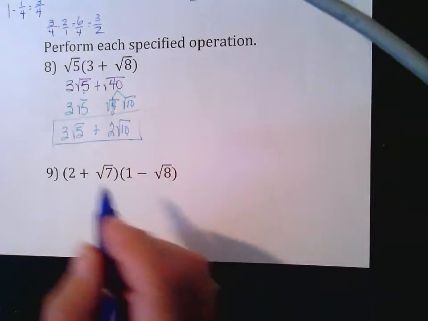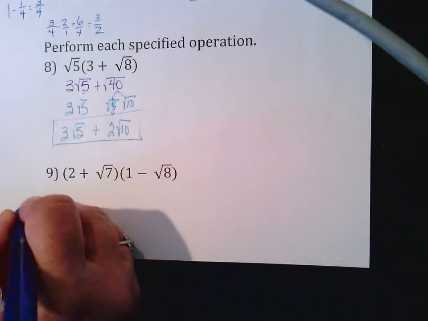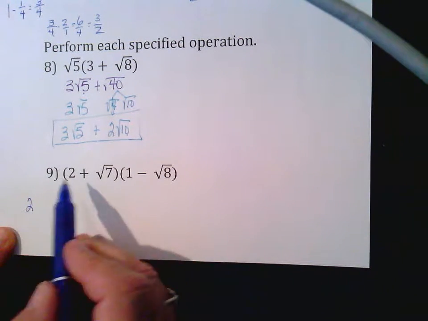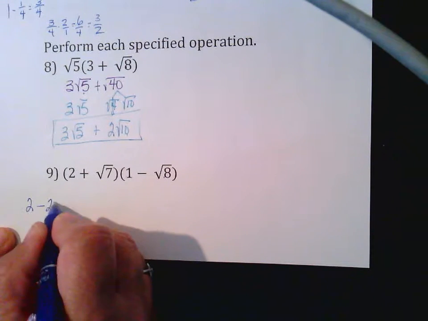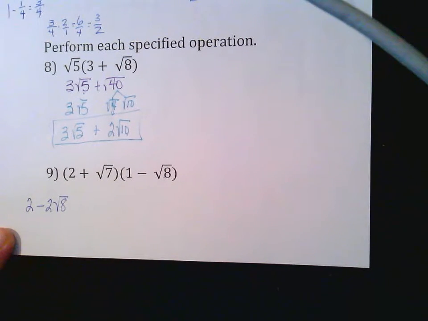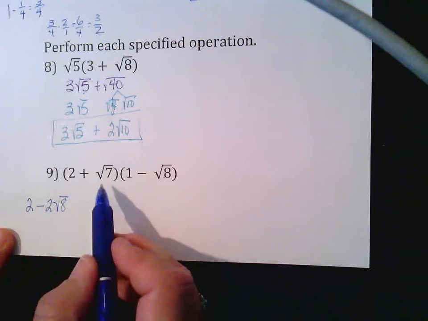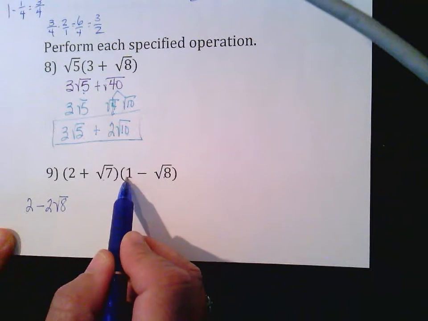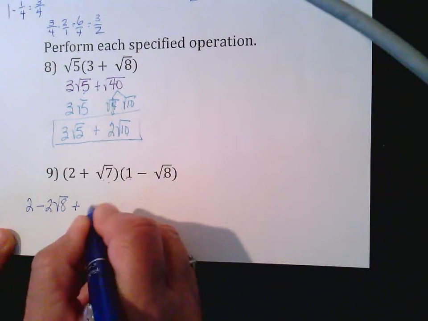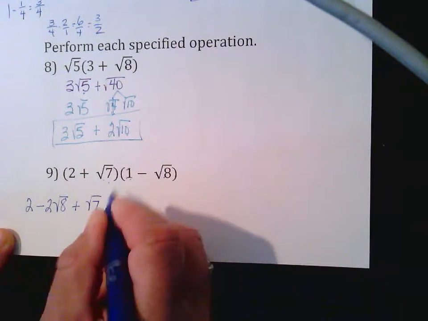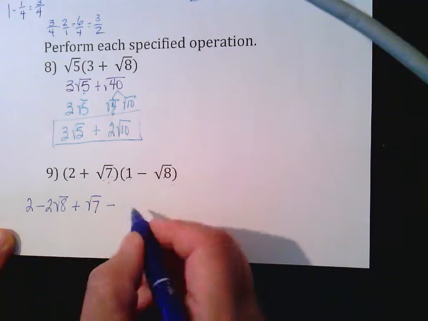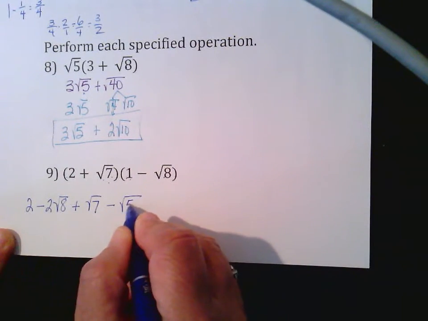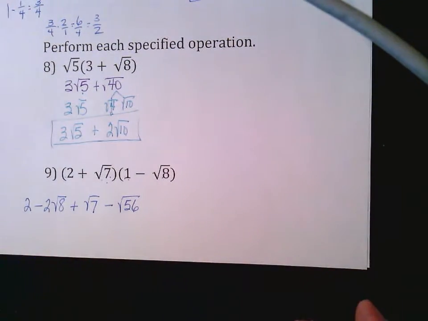This one we're going to FOIL, so my first term is 2 times 1, which is 2. My outside term, 2 times negative square root of 8, is negative 2 square roots of 8. One's a radical and one's not, so you don't actually multiply those numbers. When I multiply positive square root of 7 times positive 1, that's positive 1 square root of 7. Now when I multiply these, I have a positive times a negative, which is negative. 7 times 8 is 56. Since they're both under the radical, we do multiply those together. And so I have the square root of 56.